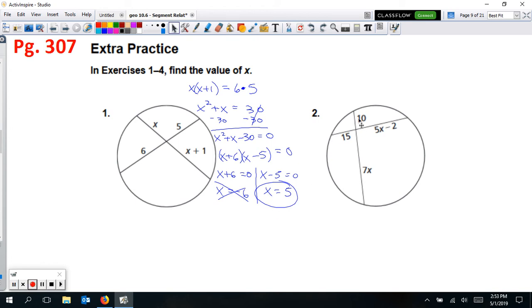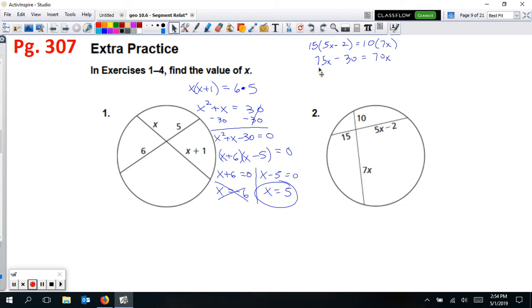All right, let's come over to try this next one, number 2. So let's start with the 15 chord here. So 15 times this binomial on one side, so 15 times the 5x minus 2, and it's equal to the 10 times the 7x, or the 7x times the 10, however you want to put that down. And now you just multiply in with the distributive property on this side. That gives us 75x here minus 30 when we distribute 15 into both of those. Multiplying 10 times 7 is 70x there.